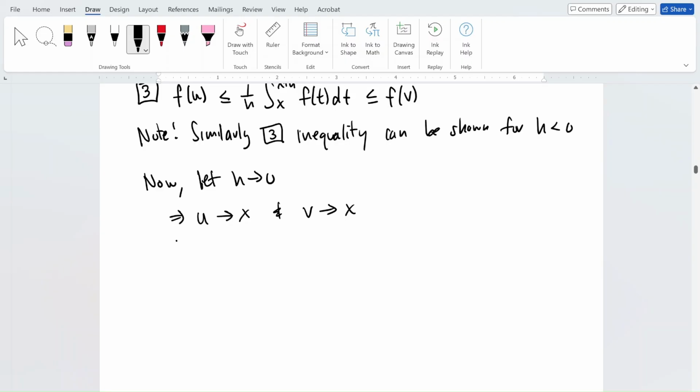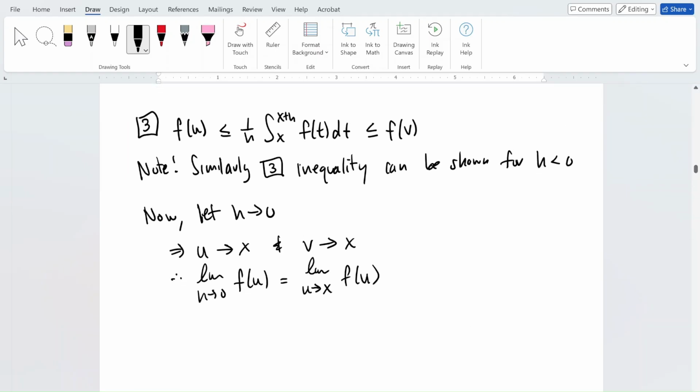So now, if I think about the limit as h approaches 0 of f of u, well, that will be the same thing as the limit as u going to x of f of u. And why did I start off with the limit as h goes to 0 of f of u? I'm looking at the left-hand side of equation number 3's inequality. Because we understand how h approaching 0 affects u, it approaches x, I just rewrote it that way. And then when you work with limits, you know that you can do direct substitution if possible, so I get f of x.